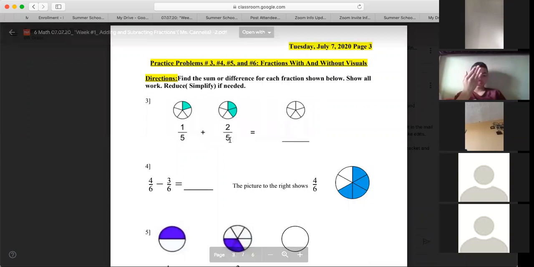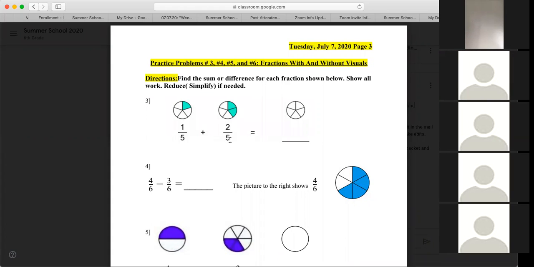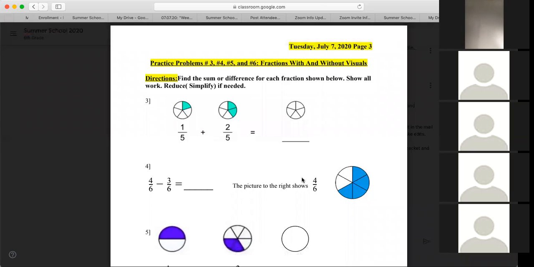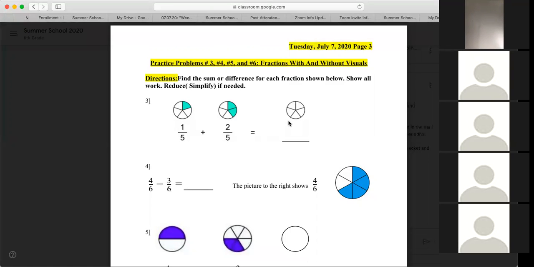Okay, Omar, problem 3. Can you read me the directions? What does it say to do? Find the sum or difference for each fraction shown below. Always reduce, simplify if needed. Okay. So Omar, when we're adding fractions with the same denominator, we actually keep the denominator. And then we add the numerators. So 1 plus 2 is how much, Omar? 3/5. 3/5, right? The reason why we keep the 5 is why, Omar? Because it has the same denominator.